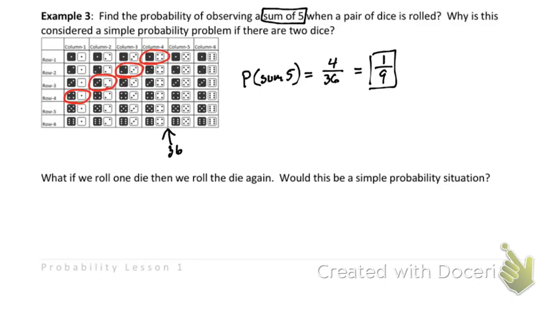Let's do one more thing. I'm guessing we can't solve this one because this isn't an example. What if we roll one die and then we roll one again? Well, I already said that that would no longer be considered a simple probability. Although we could treat it as simple, it is not considered a simple probability because I'm rolling one and then another die. So it's not just one event happening. I'm rolling a die, taking a break, rolling another die. That's 2 events I have to account for.